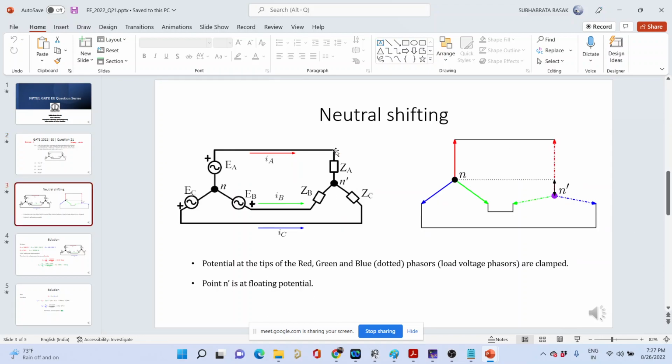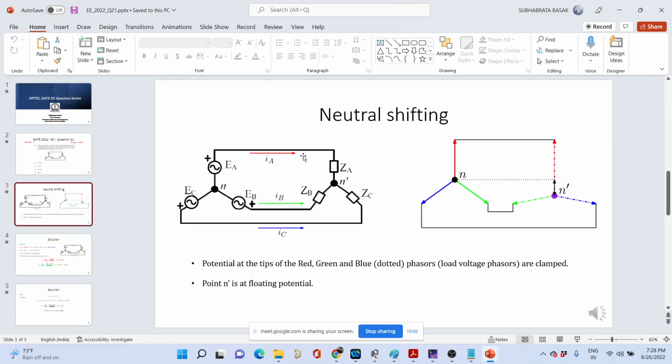Okay. So you see these two points. So this point is connected with where? To EA. This point is again connected to EB with a wire, and again this point is connected to ZC with a wire. So potential at these points are fixed. So I am representing each of these voltages by a phasor over here. Like the red voltage is the EA phasor, the green voltage is the EB phasor, and the blue voltage is the EC phasor. So you see the tips of these phasors are fixed to this point. So the potential of this is equal to potential of this. So the potential at these points, the green tip, the blue tip and the red tip are fixed.